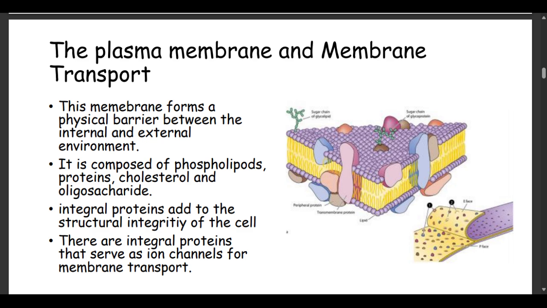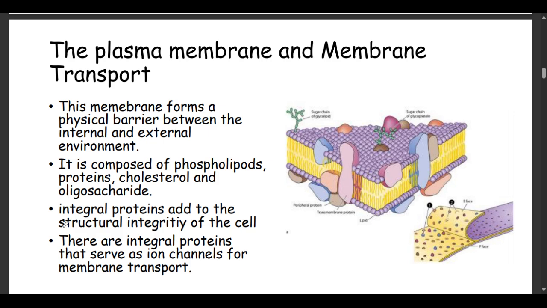Okay, so it is composed of phospholipids, proteins, cholesterol, and oligosaccharides. The phospholipids make up what is known as a phospholipid bilayer, stuff that was explored extensively in first year, which we are not going to really take much time on. But the proteins that we are of particular interest here are what are known as integral proteins and structural proteins. So structural proteins help in maintaining the structural integrity of the cell.